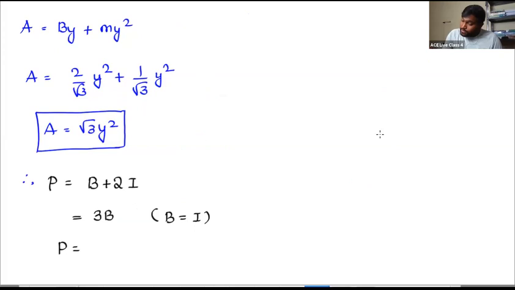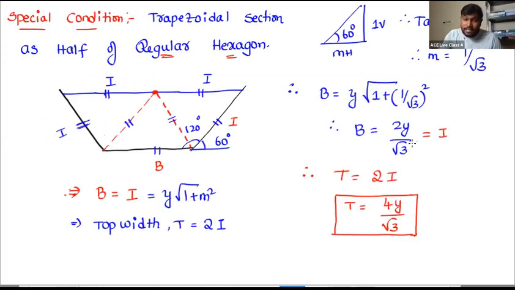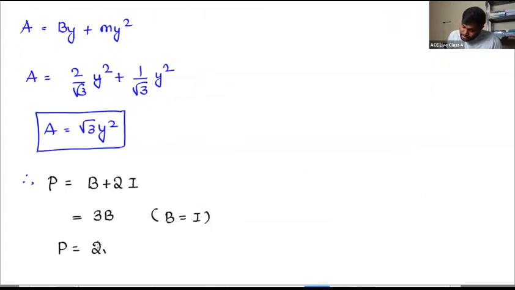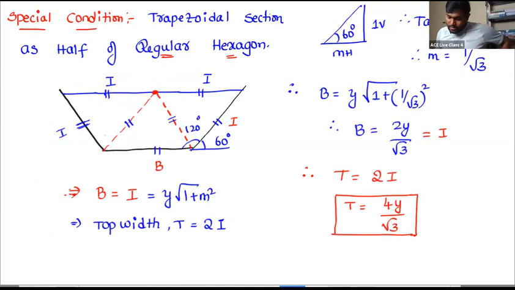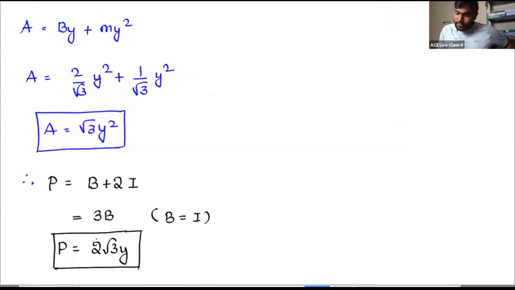And what is B over here? B is nothing but 2y by root 3 into 3, which is going to be 2 root 3 y. So this is the wetted perimeter. Now I know the top width, the area, and the wetted perimeter. So now what is the hydraulic radius? A by P.